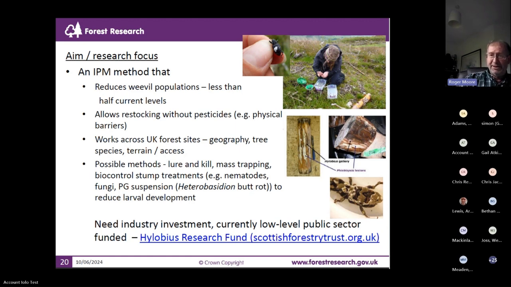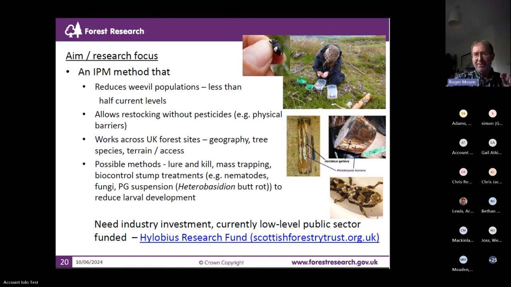Another one of my colleagues, Tubby, is working on heterobasidion butt rot to reduce populations in the stumps, and that's ongoing, and we're helping with that as well from NRS.